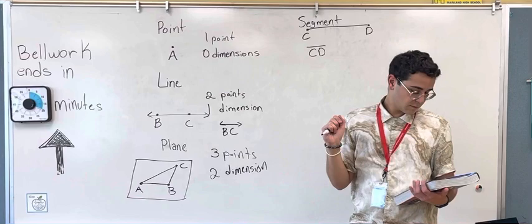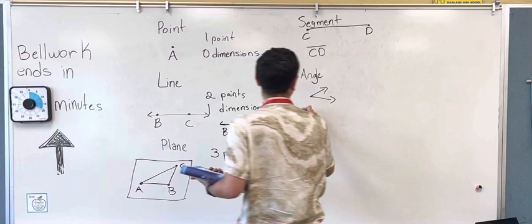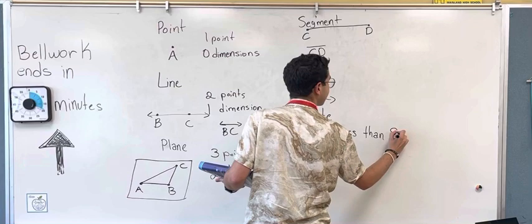Then we have an angle. And the angle just looks like that, no big deal. An acute angle is an angle that is smaller than 90 degrees. It's acute, it's a tiny, it's a small angle.